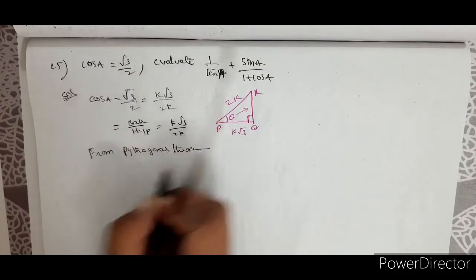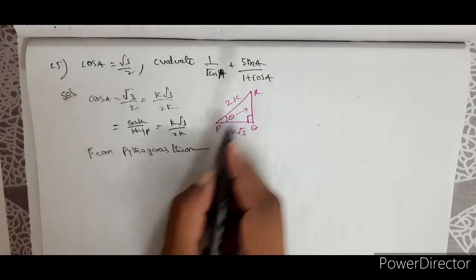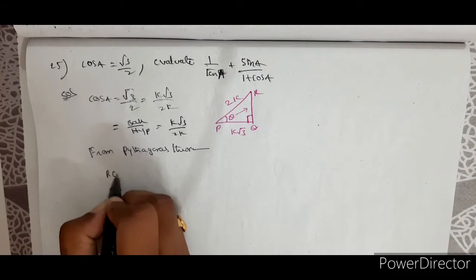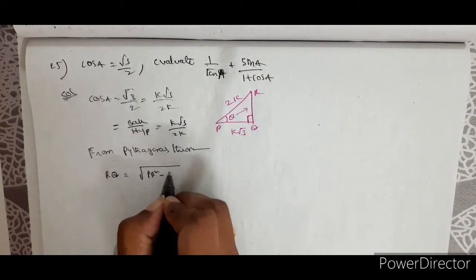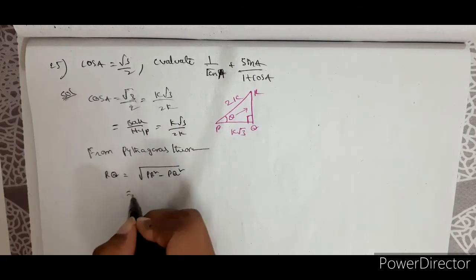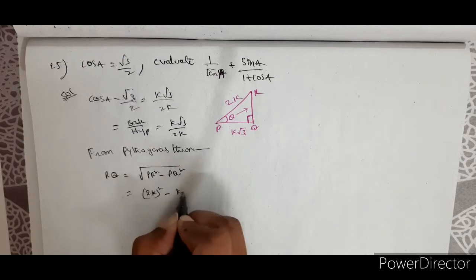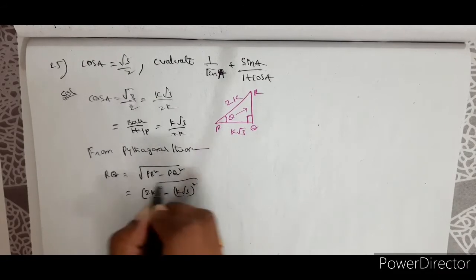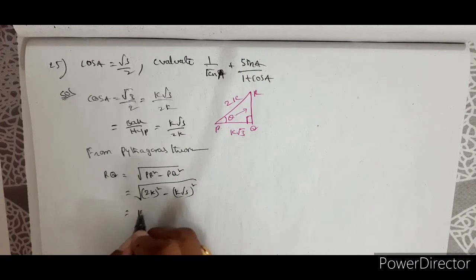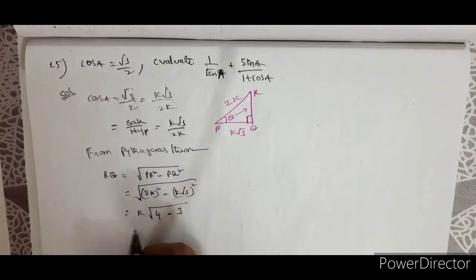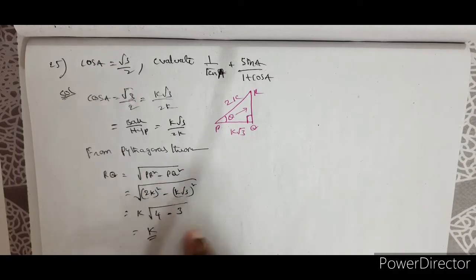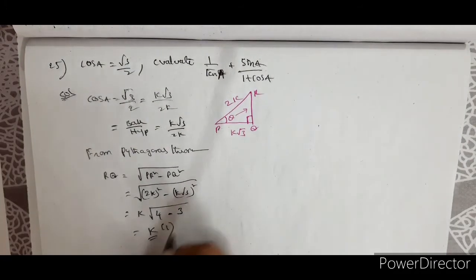So applying Pythagoras theorem, we have to find the vertical side, that is RQ, which is equal to the square root of PR square minus PQ square. That is 2k whole square minus k root 3 whole square, under root. Taking k outside, it is 4 minus root 3 whole square, which is 3. So this is k into square root of 1, which is 1. Therefore it is k times 1, which is k.